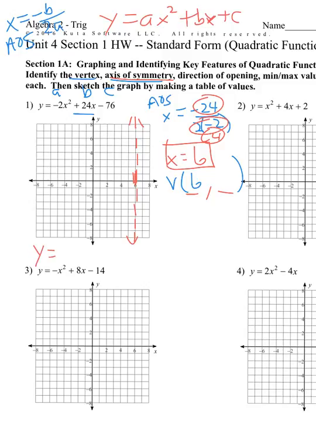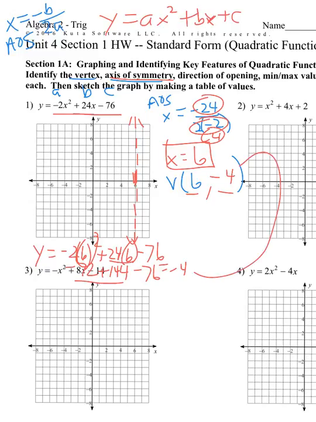So I have y is equal to, and I'm going to put 6 in for x. I have negative 2 times 6 squared plus 24 times 6 minus 76. Now, if you do this in steps, you'd do the exponent first. That would be 36. 36 times negative 2 is negative 72. Then 24 times 6 is 144, and then minus the 76. If I add these two first and then subtract 76, that does equal negative 4. So that value goes right up there for the y value. My vertex is at 6, negative 4. Let's plot that. There's the vertex. That's the turning point of my parabola.